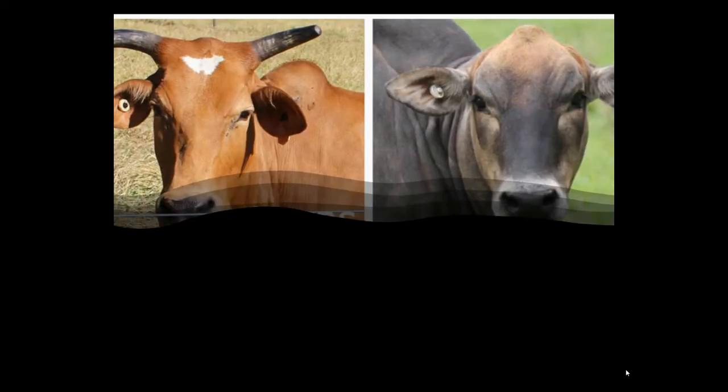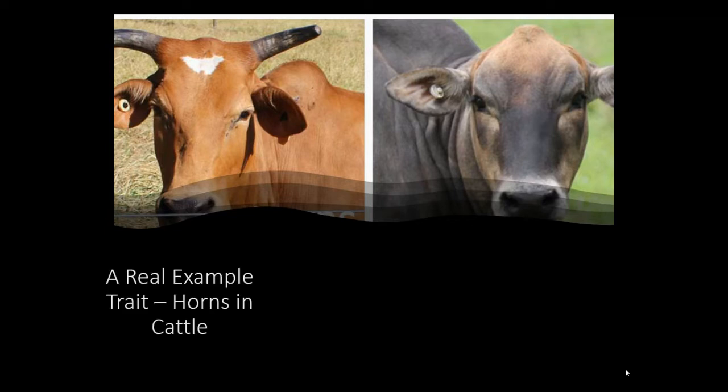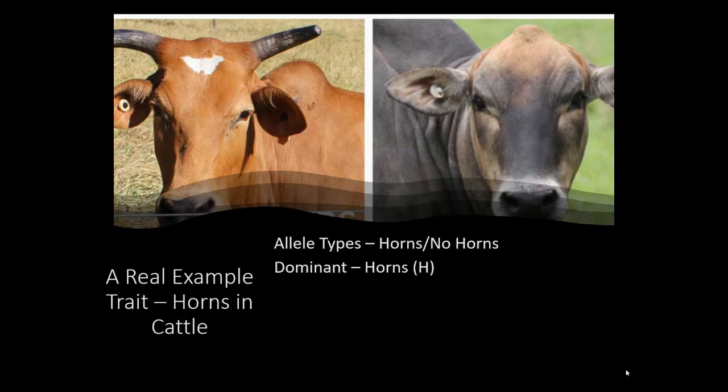I have a real life example that I wanted to share with you. These are two cows here. You can notice one has a set of horns and one does not. Horns in cattle follow a simple dominant recessive relationship. The allele types are horns or no horns. Dominant are cows that have horns. Recessive are cows that do not have horns.